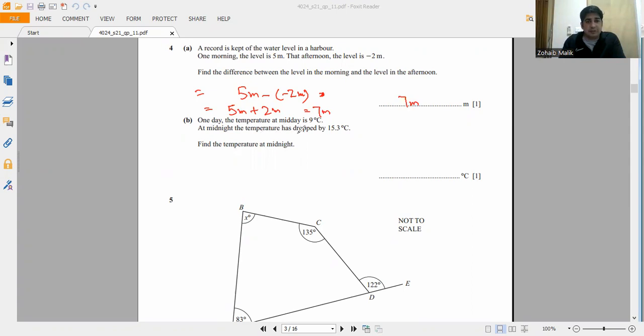Okay, one day the temperature at midday is 9 centigrade. At midnight, the temperature has dropped by 15.3 centigrade. Find the temperature at night. It means in the morning this was 9 centigrade, and drop means subtract 15.3 centigrade. So now the bigger value is 15.3 and 9. Let's put the zeros in the empty spaces. 3 minus 0 is 3. 5 minus 9 is not possible. Let's join these numbers: 15 minus 9 is 6. So it means this is 6.3.